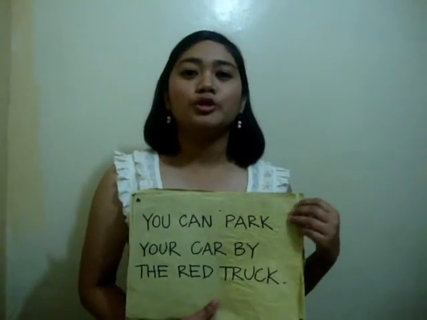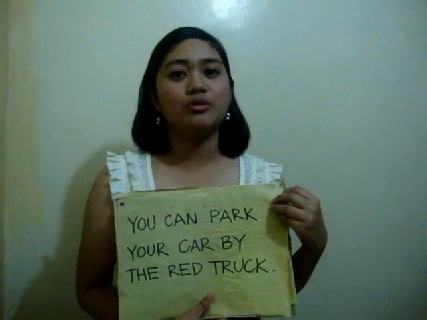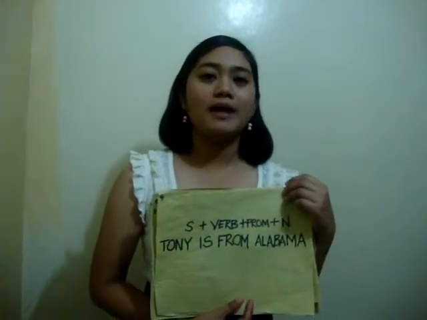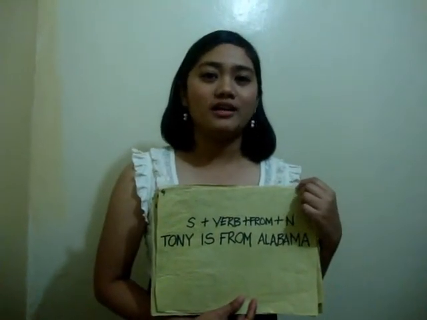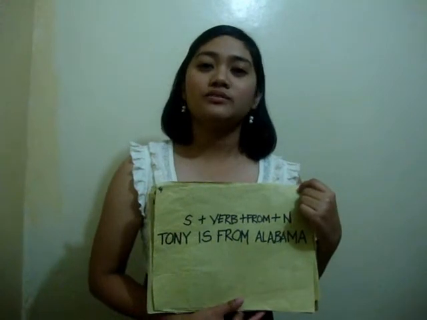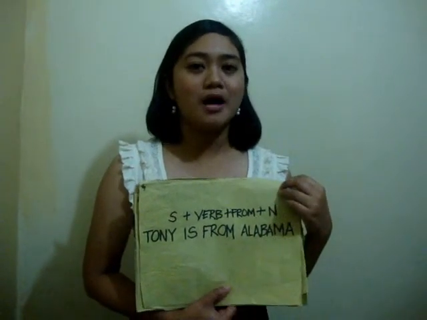Another example of a preposition is by. By is a preposition that means something like near or next to. For example, you can park your car by the red truck. Another example of a preposition is from. From indicates a source. The example structure of the sentence would be verb plus from plus noun. For example, Tony is from Alabama. Tony is the subject, is is the verb, plus from, plus the noun, which is Alabama.